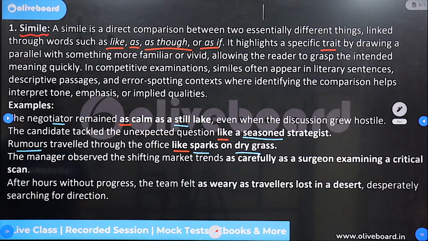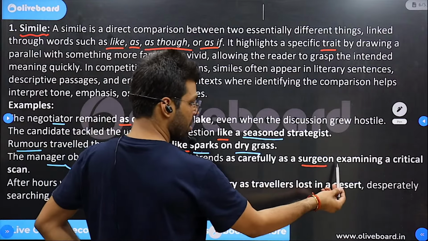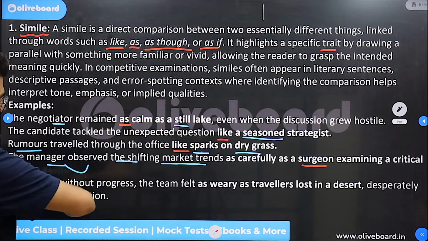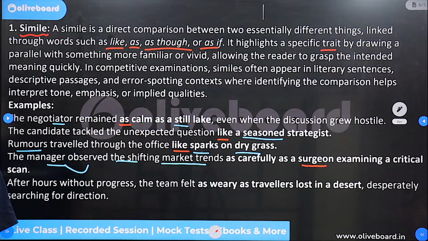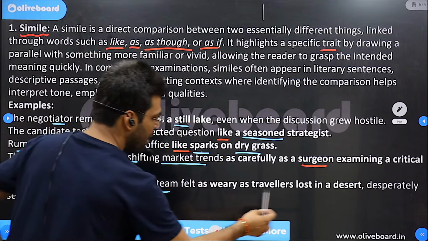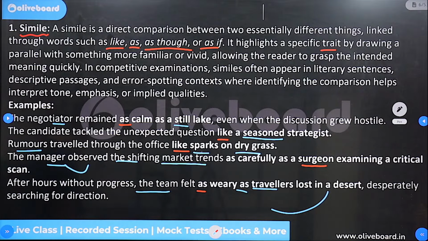The manager observed the shift in market trends as carefully as a surgeon examining a critical scan. The manager is observing market trends. The manager is not a surgeon, and a surgeon is not a manager. Comparing two different things. After hours without progress, the team felt as weary as travelers lost in a desert. So the team, after hours without progress, is working on something, and travelers are lost in a desert. We are showing that similarity. That's a simile. You can have a look. Once you say yes or done, I'll go ahead.